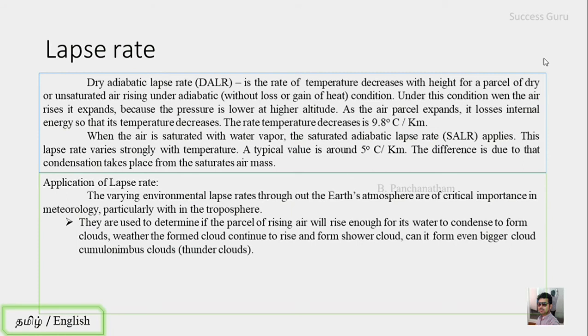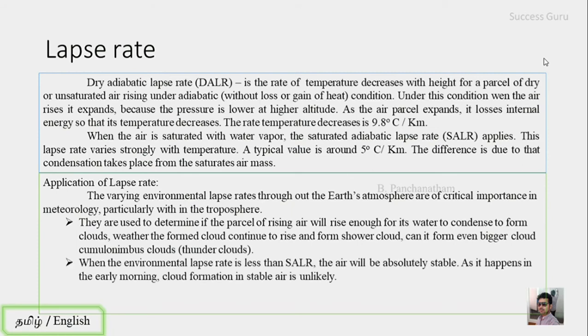So let me explain this with an example. The first thing is when the environmental lapse rate is lesser than the saturated adiabatic lapse rate. In this case, what happens? When the environmental lapse rate is lesser than the SALR, the air mass will be absolutely stable. And when the air mass is absolutely stable, the formation of cloud is totally unlikely. So when there is no formation of clouds, the rainfall will not happen, right? And this is what actually happens in the early morning on many lands.